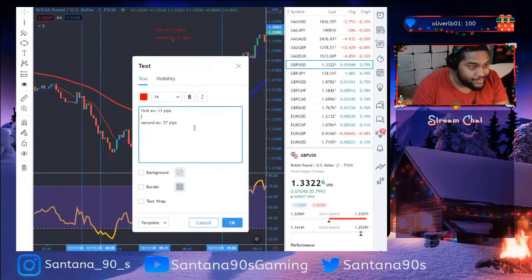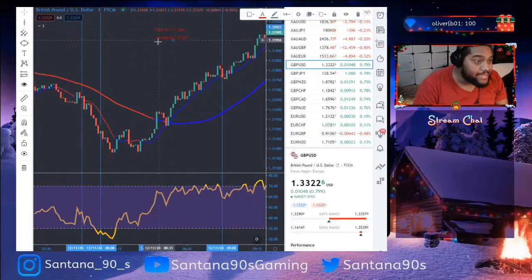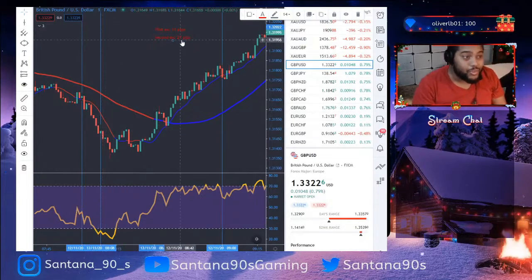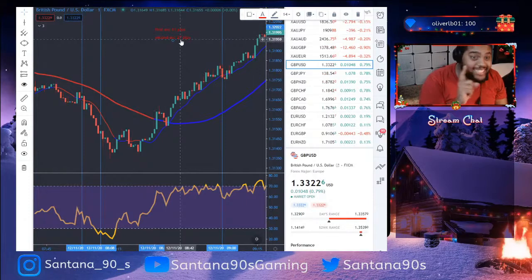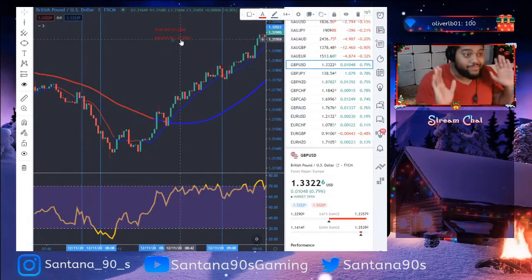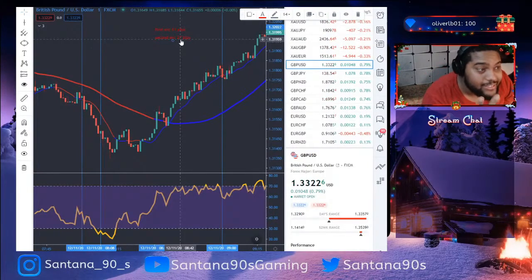Right? First example, you got 11 pips. Second example, where you were looking for a better entry, you would have got 27 pips. Now look at this. You could have got in 2 trades.